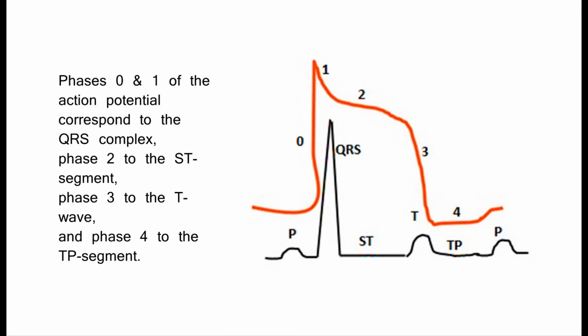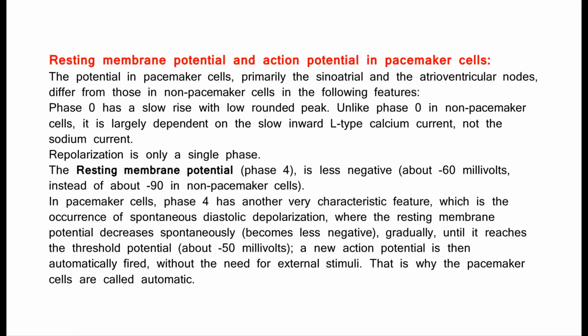Phase 2 to the ST segment. Phase 3 to the T wave. And phase 4 to the TP segment. Resting membrane potential and action potential in pacemaker cells. The potential in pacemaker cells, primarily the sinoatrial and the atrioventricular nodes, differ from those in non-pacemaker cells in the following features. Phase 0 has a slow rise with low rounded peak.